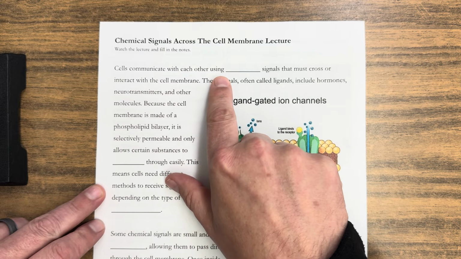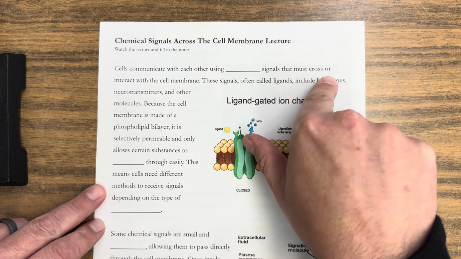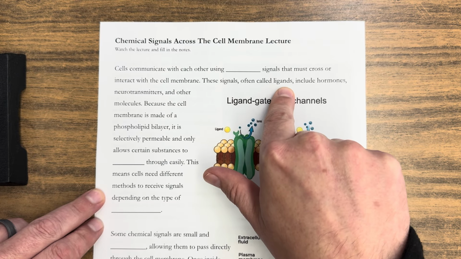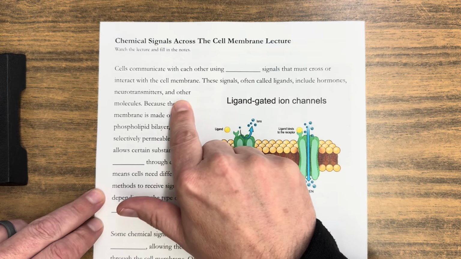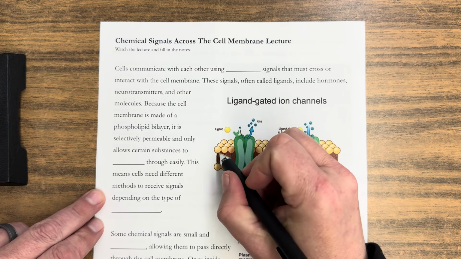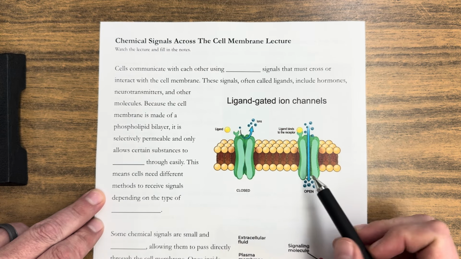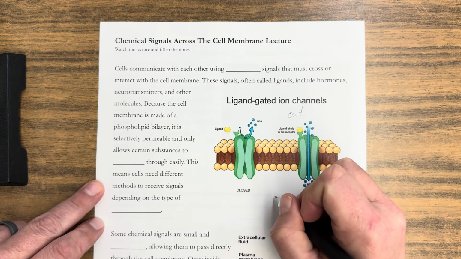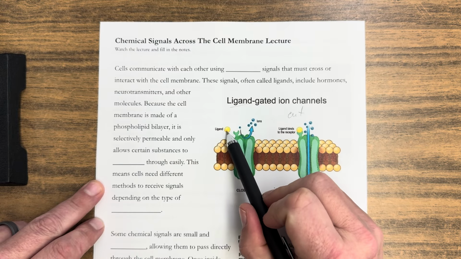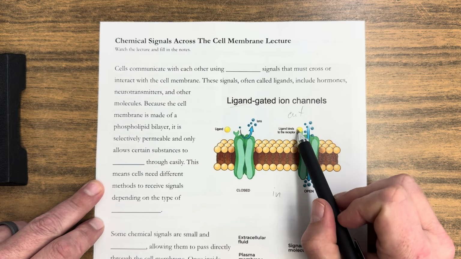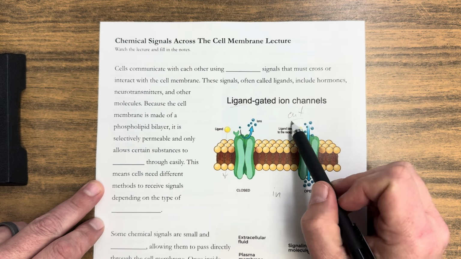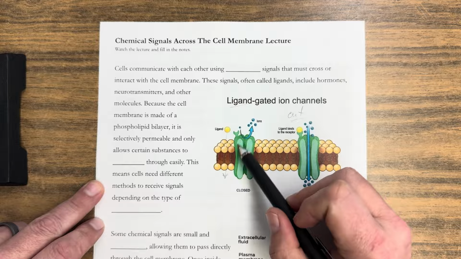Cells communicate with each other using chemical signals that must cross or interact with the cell membrane. These signals, often called ligands, include hormones, neurotransmitters, and other molecules. So here we have our cell membrane in the orange and red. You have outside of the cell and then inside the cell. It's showing some ligands. You see these ligands, like this one in yellow here. It's not going to go through the cell. It stays on the outside of the cell, and it's just going to make contact with this receptor.